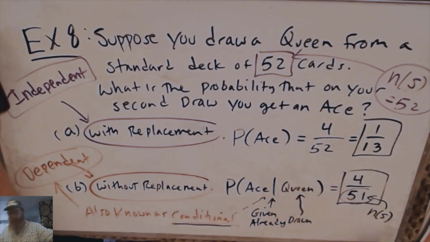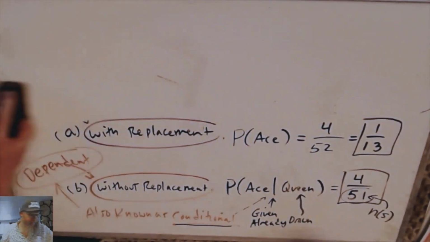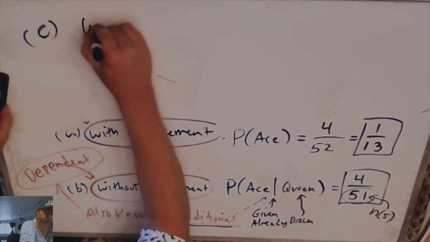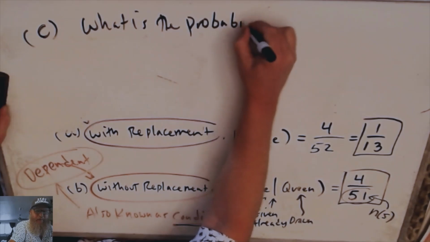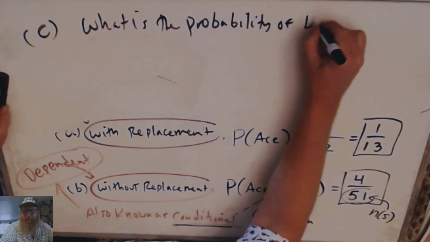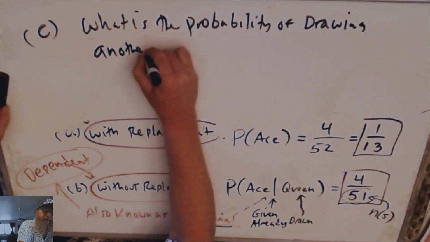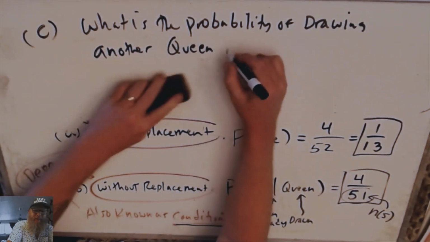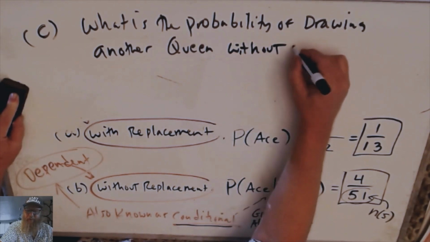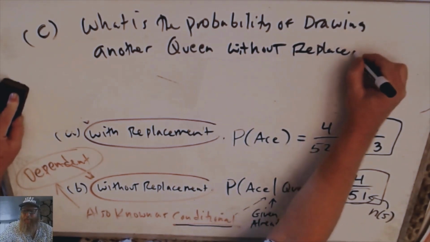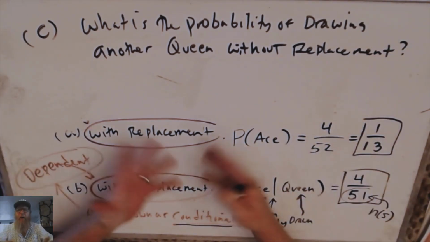Really quickly, let me just embellish you for a moment with a part C. What is the probability of drawing another queen without replacement? I mean, I just can't resist. We already have the problem out here on the board.